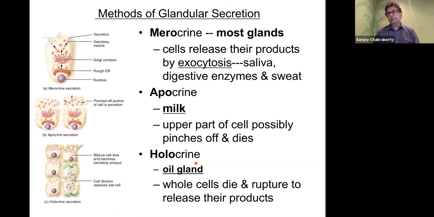Apocrine, on the other hand, they collect whatever they want to secrete on one side of the cell. Initially, they don't secrete individually. Exocytosis, they're not doing it. They're collecting all the secretory material on one side of the cell, and then they lose that portion of the cell. So basically, part of the cytoplasm is lost. Part of the cytoplasm, they're just pinching off from the cells. That's apocrine secretion. Milk gland does it that way.